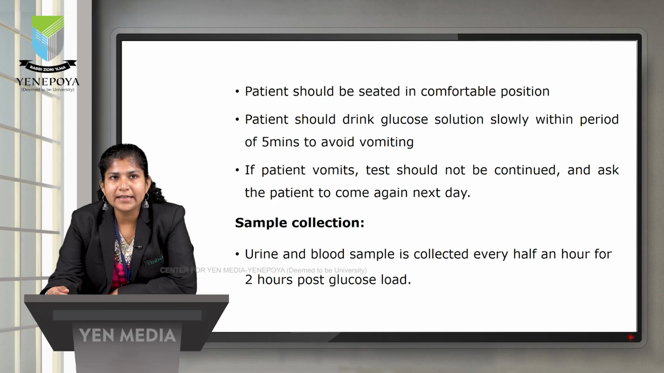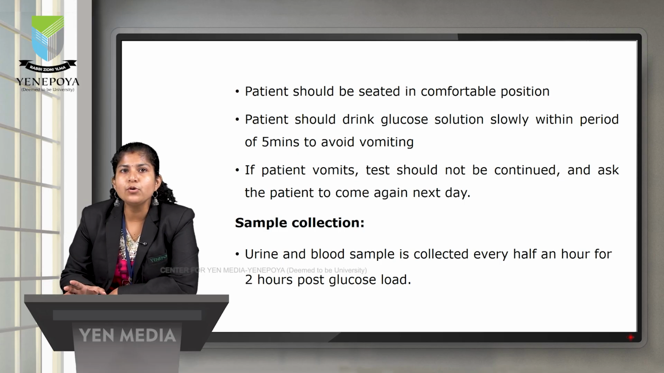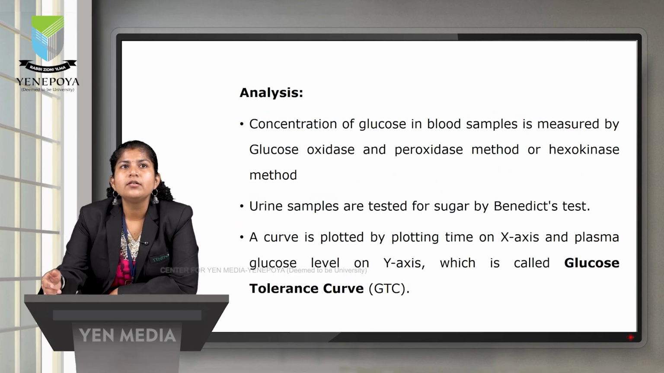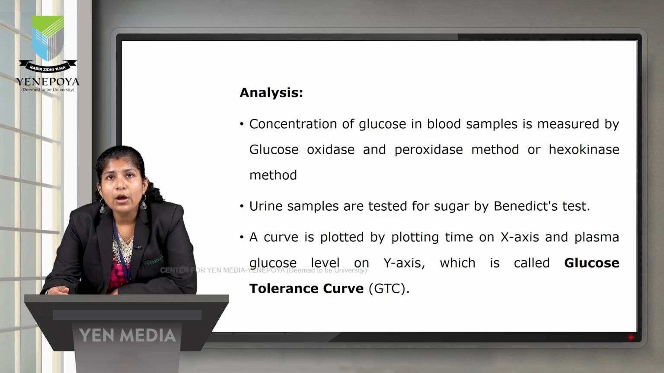Next we will see sample collection. Here, urine as well as blood samples are collected every half an hour for 2 hours after the glucose load. Analysis: the blood glucose concentration is measured by the glucose oxidase peroxidase method or the hexokinase method. In the case of the urine sample, it is tested by Benedict's test.